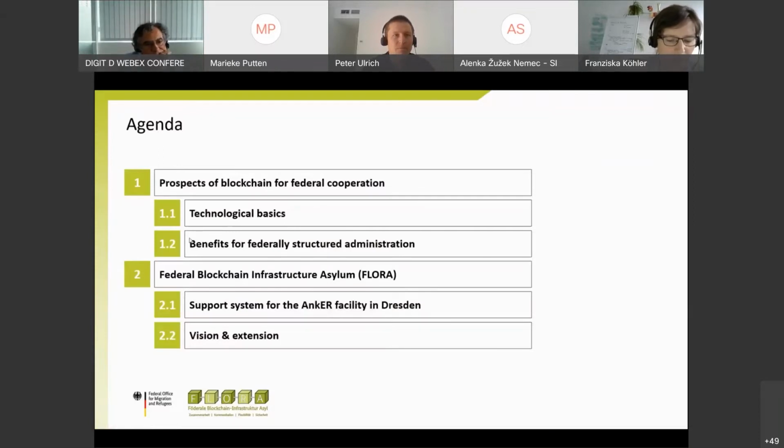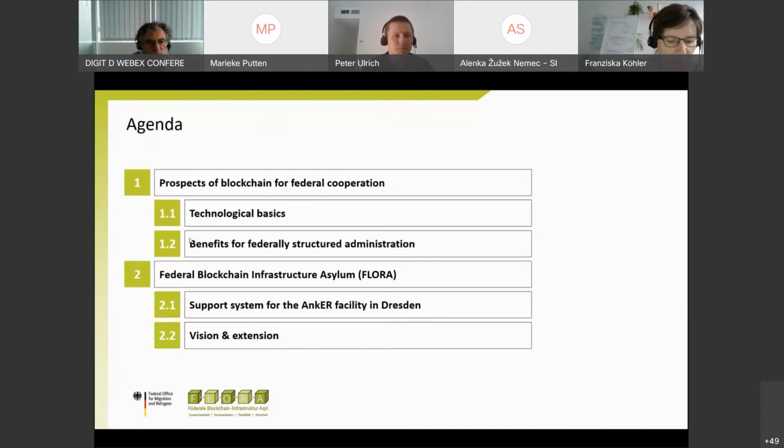In the first section, we will outline the prospects of blockchain for federal cooperation. First of all, my colleague Christian will give you some information about the technical issues. Next, we will talk about the benefits of the technology for federally structured administration. In the second section, we will present you FLORA.